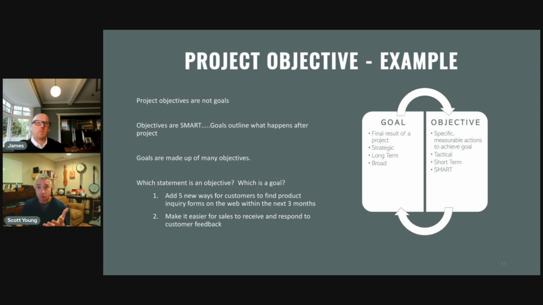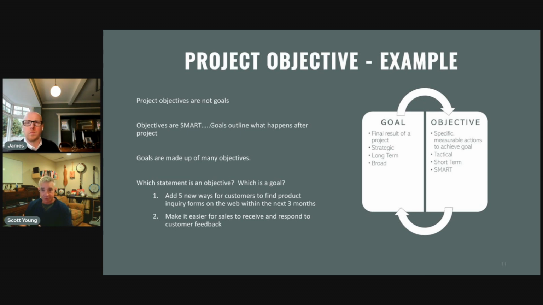And this is a quick example, or a little tiny game we can play. Again, objectives are SMART. Goals basically outline just the differences between the two. At the bottom, which statement is an objective, and which statement is a goal? I want to add 5 new ways for customers to find product inquiry forms on the web within the next 3 months. It's very specific, very time-oriented, it's achievable, and so forth.